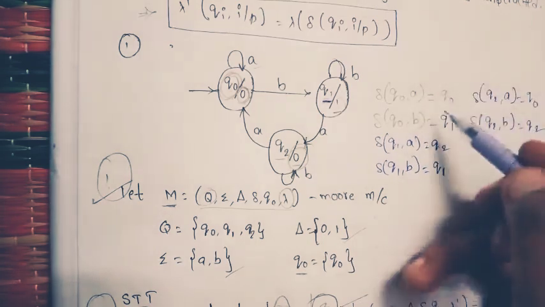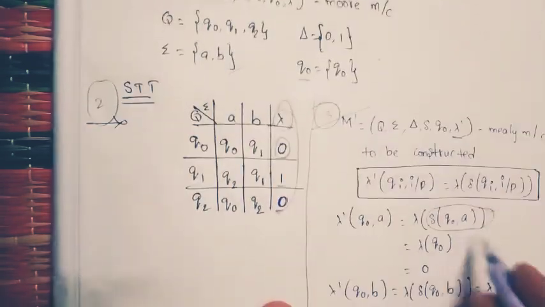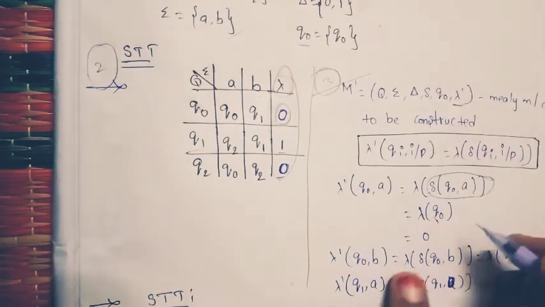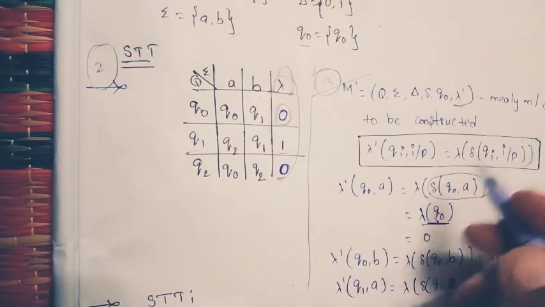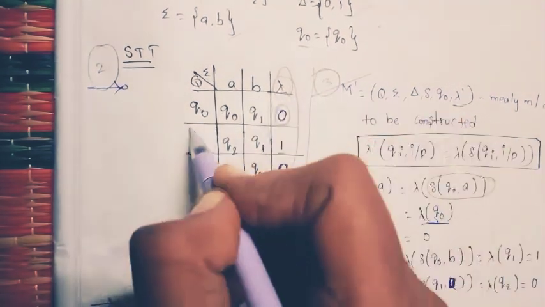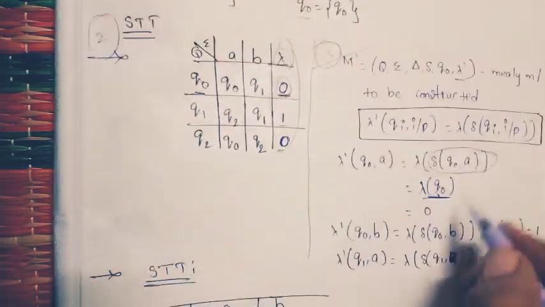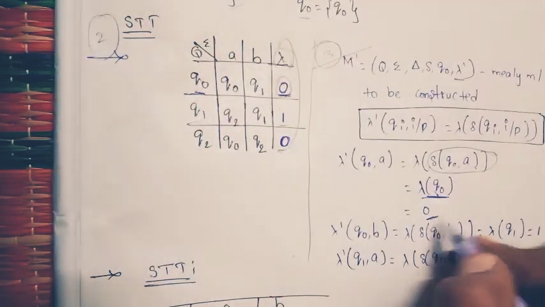Now let's place these values in the following formula. Delta of q0 of a. What we have? Q0 we have. Just keep it here. Then see, guys, lambda of q0 of a. What about this value? See the table, guys, lambda of q0, the answer is 0. What output do we have? 0 we have. So I just wrote the output here.